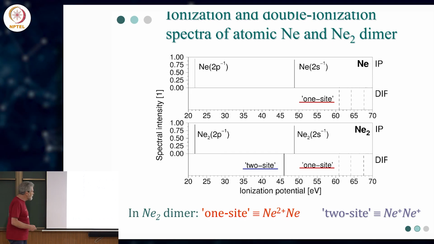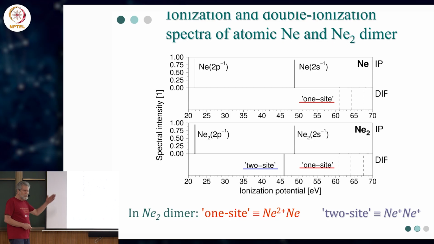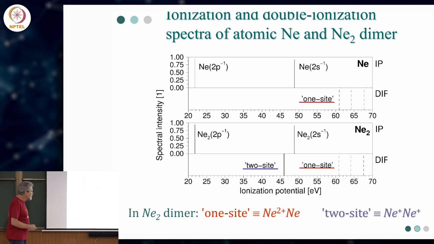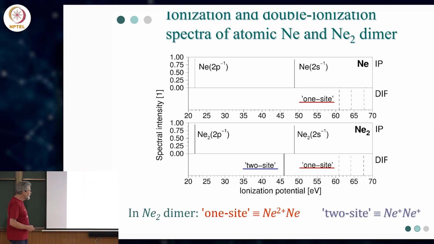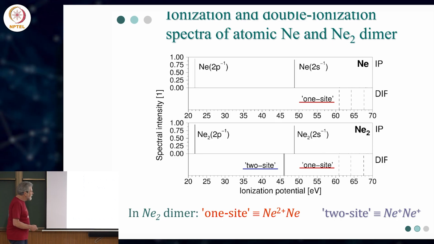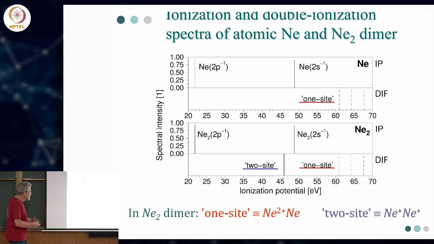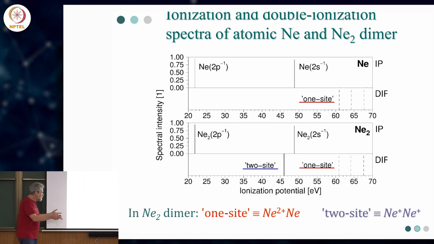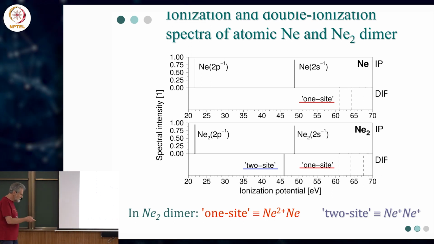But if you look at the two-site states, so neon plus, neon plus, it's here. It's below the energy you have at your disposal when you removed an inner valence electron. Now it can decay by emitting an electron from the neighbor to get to this state, emitting an electron of this energy. It typically depends on the nuclear dynamics, but here it's about 2 eV or something like that.